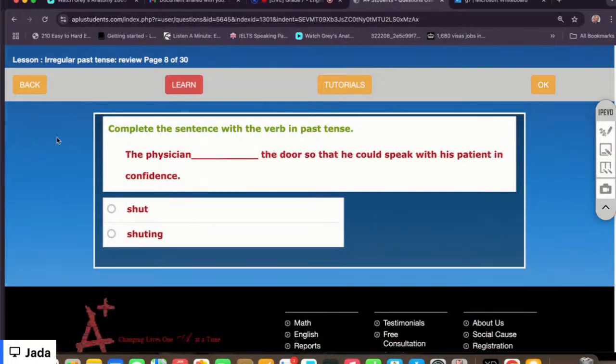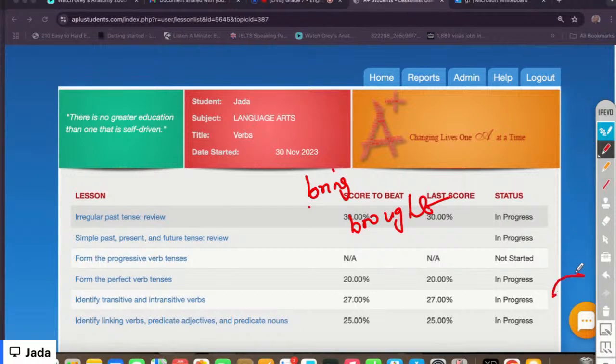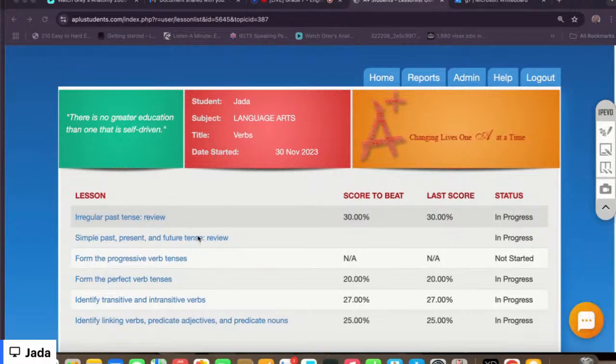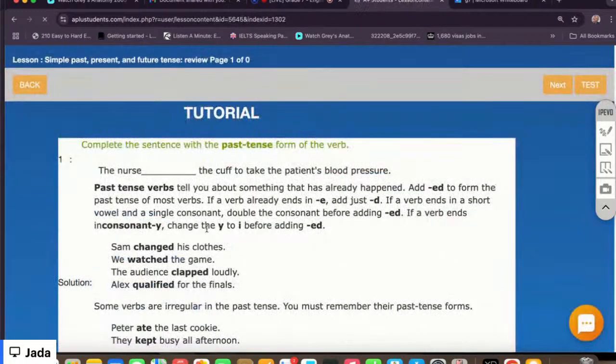Okay, so this is it for this part of the irregular past tense. If you've not done this lesson before, you can try to complete this lesson. And if you still need more help after the live class, you can click on this chat button over here and get some more help. So we'll move on to the next, which is simple past, present, and future tense.